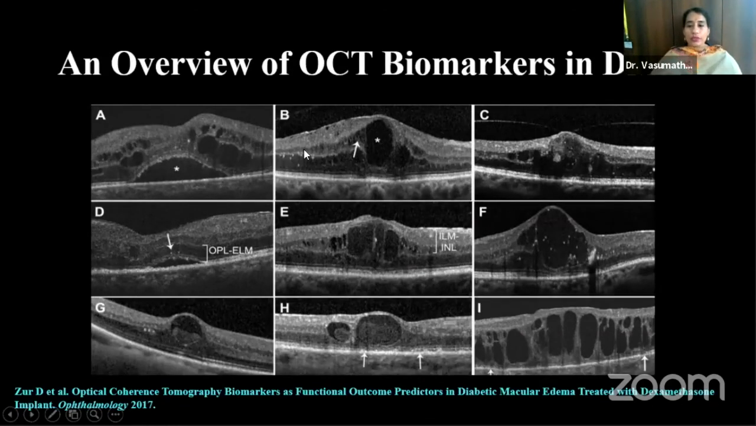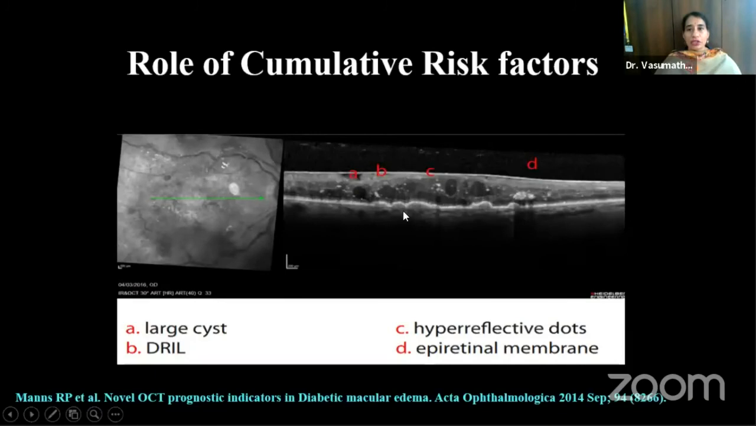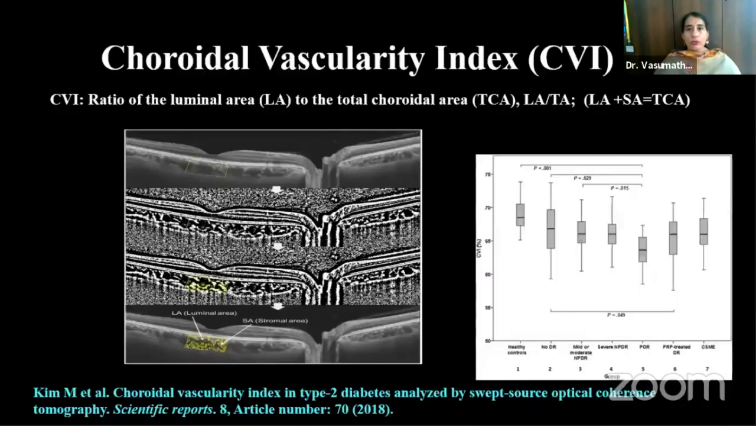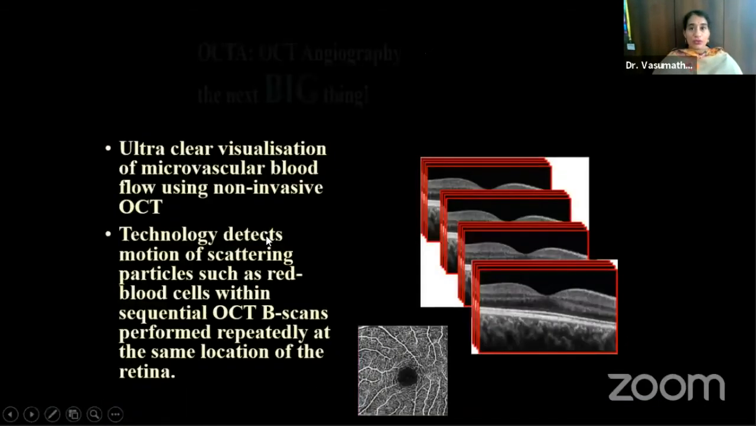It's an overview of the OCT biomarkers in DME and also cumulative risk factors, like for this patient with a thin outer retina, huge cysts, DRIL, hyperreflective dots here and there, and an epiretinal membrane. This patient is not going to do well at all. And also we have started looking at the choroid, diabetic choroidopathy, choroidal vascular density and volume, and choroidal vascularity index, which is the ratio of luminal area to the choroidal area, again done by a specialized software, that is supposed to be decreased in diabetic patients even without retinopathy.